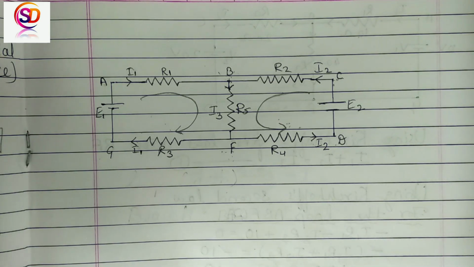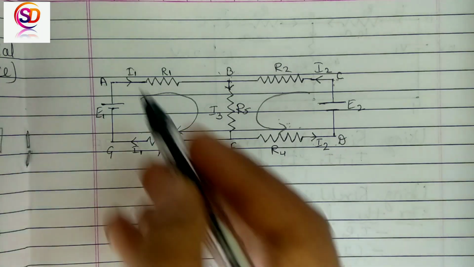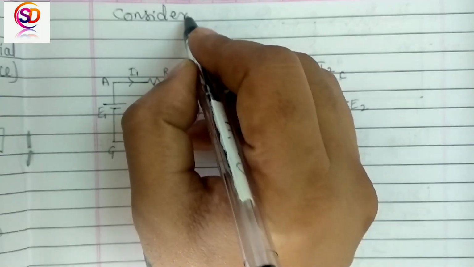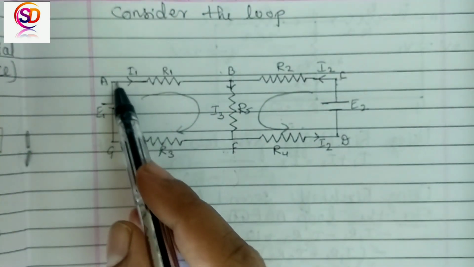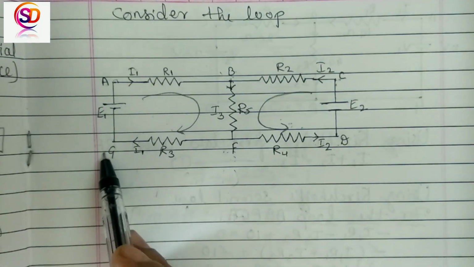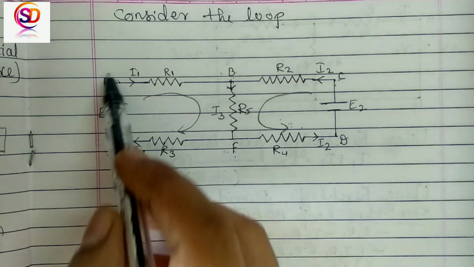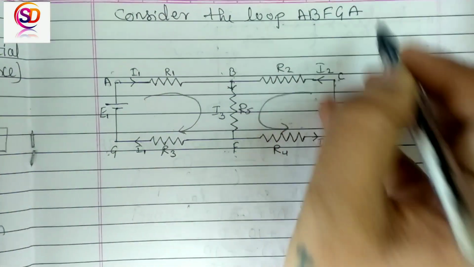So let us start. Now if I consider the electrical network as shown in the figure, I will divide it into two loops as I explained earlier. Which loop am I going to consider? A, B, F, G, A. Okay, I am considering the loop A, B, F, G, A.